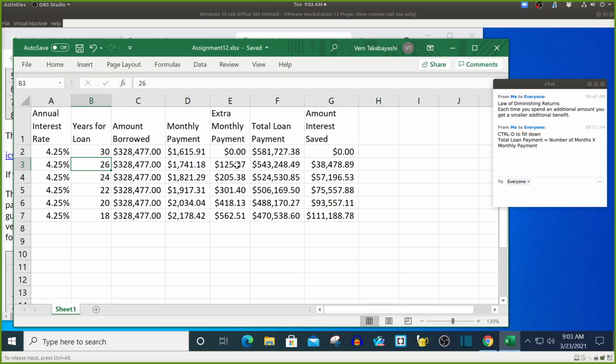To decrease the extra monthly payment, we have to increase the years for the loan. Increase years for the loan, less extra monthly payment. We decrease the years for the loan to increase the extra monthly payment. So these two columns move in opposite directions. To make this smaller so it approaches 100, I have to make this bigger.